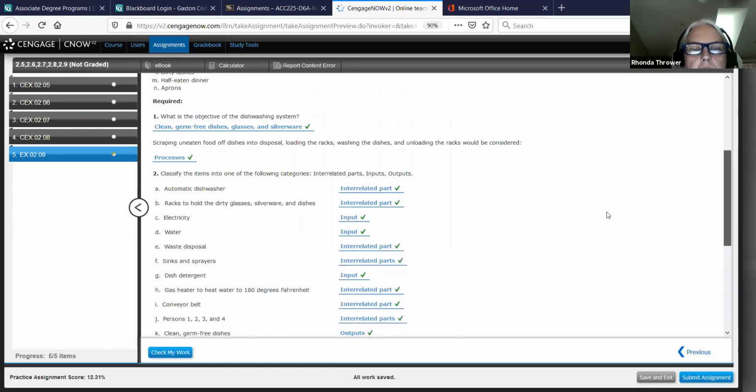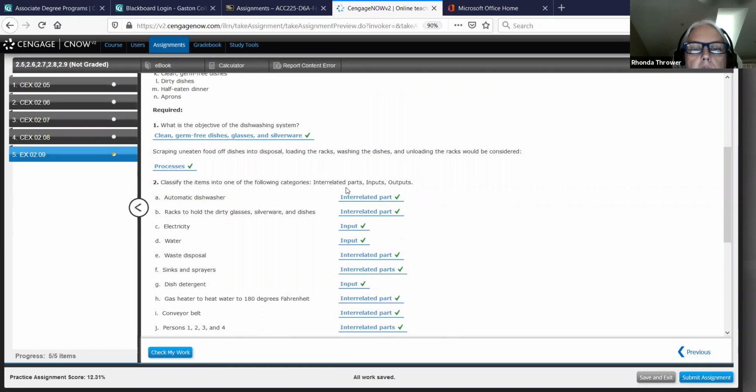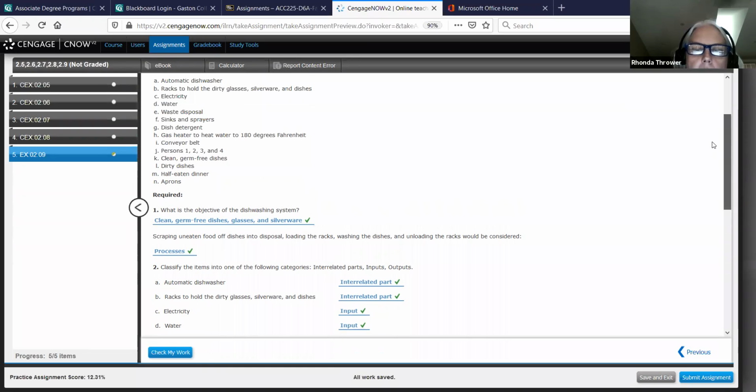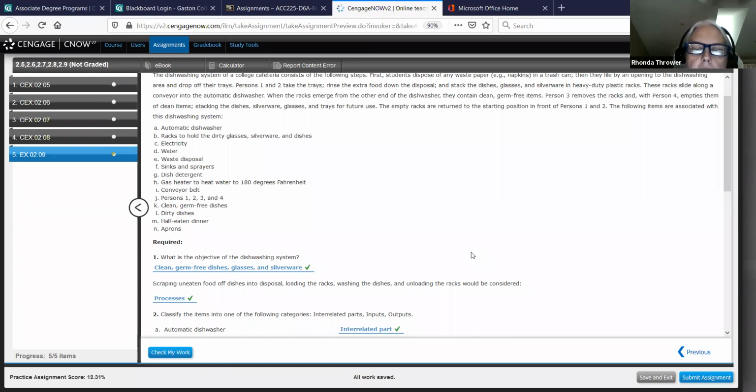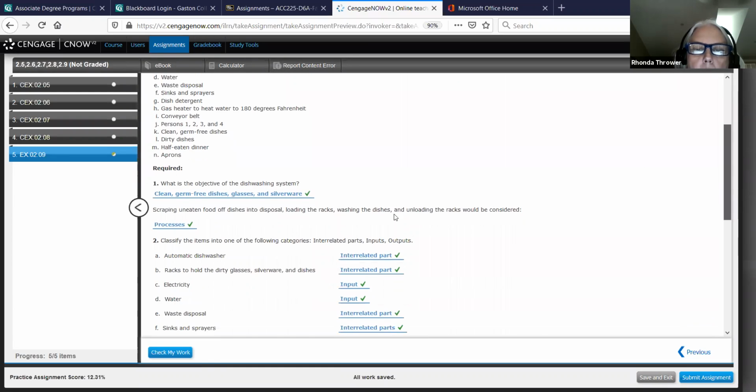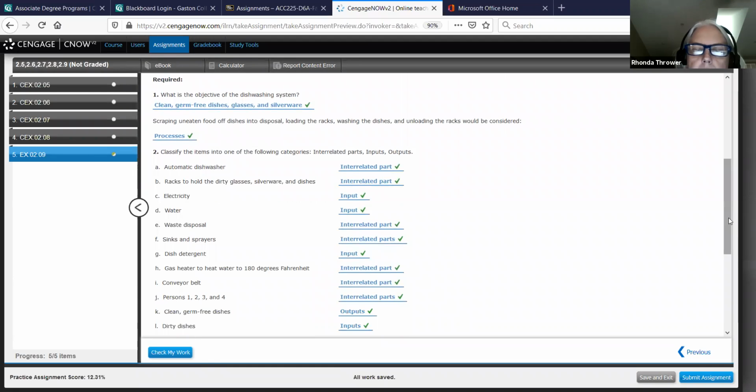And so the only thing that they're trying to get you to do is to think about what inputs are, what the interrelated parts are, and what the outputs are. And the best that I can tell you about that is if you're doing accounting information, you're going to have to input that information into the computer. The computer would be your interrelated part. And then the data that it spits out as far as reports would be your output. And so it's important to understand these categories.